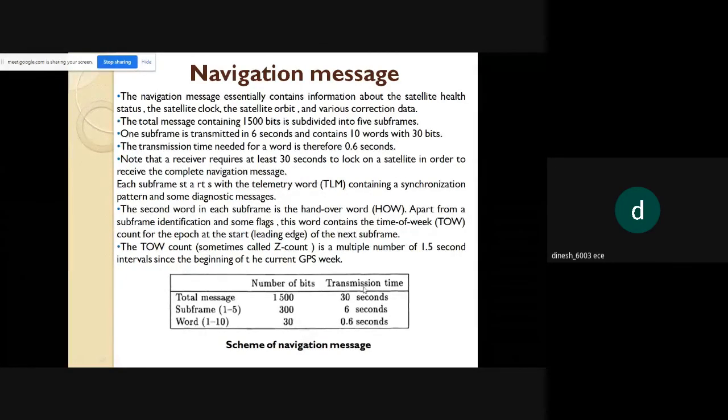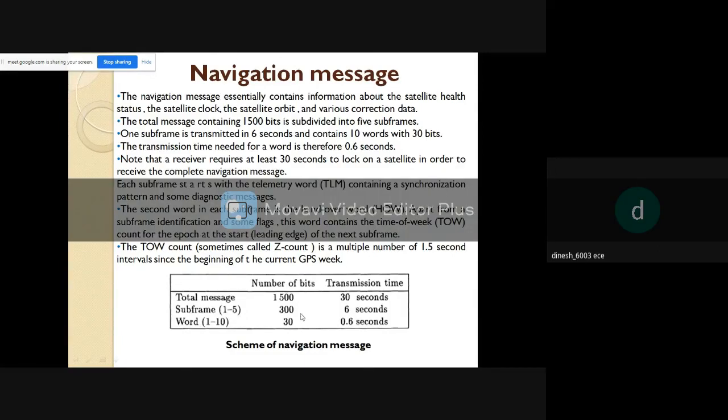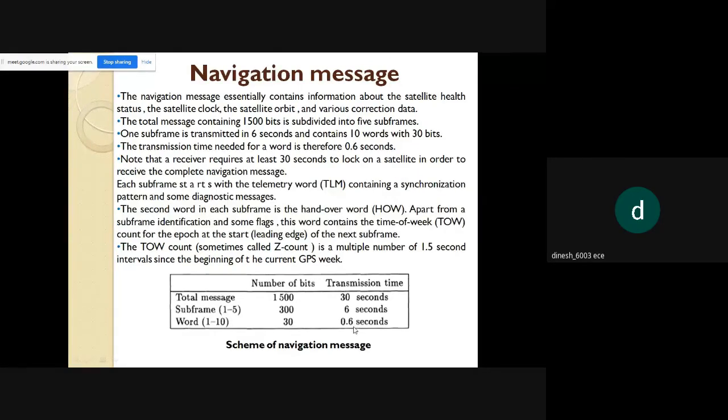The total message in a navigation will be 1500 bits over 30 seconds. A frame will have 5 subframes of 300 bits each, transmitting in 6 seconds, and the words will be numbered 1 to 10 of 30 bits each, with a transmission of 0.6 seconds.